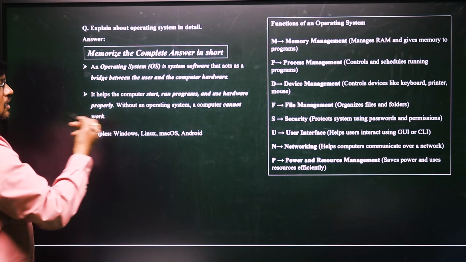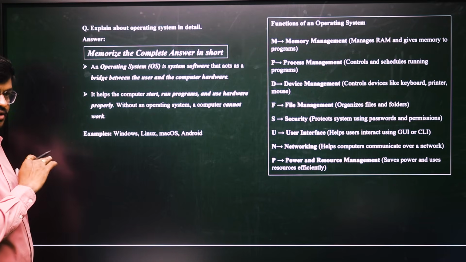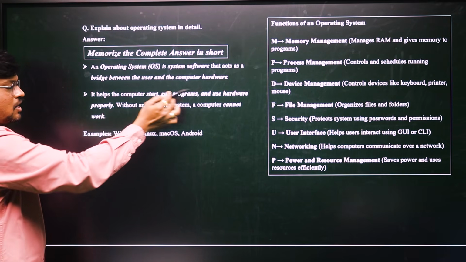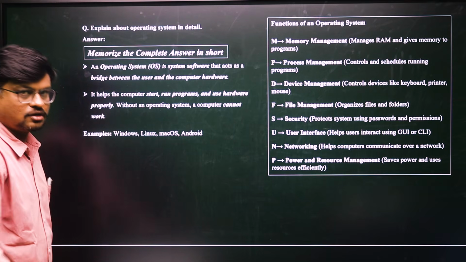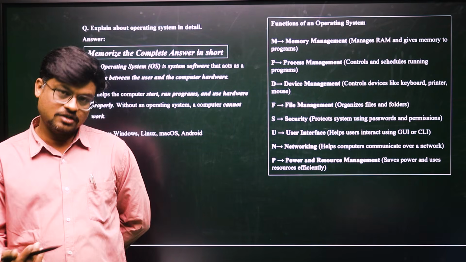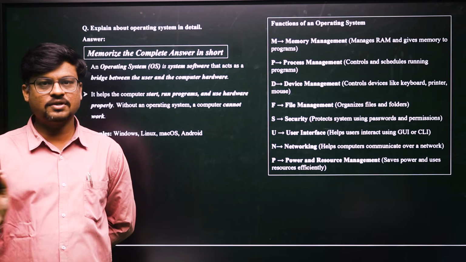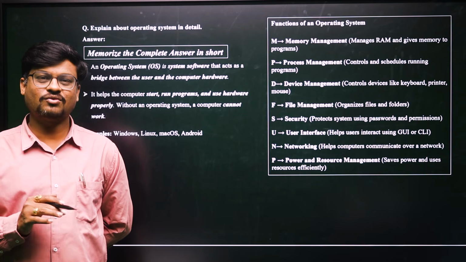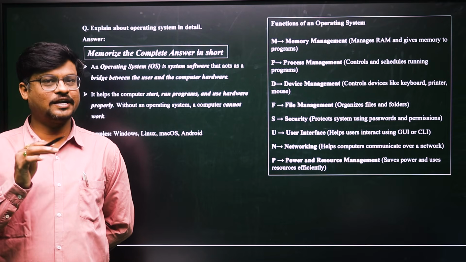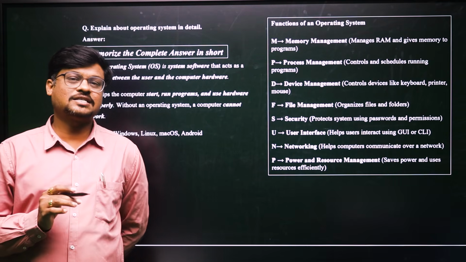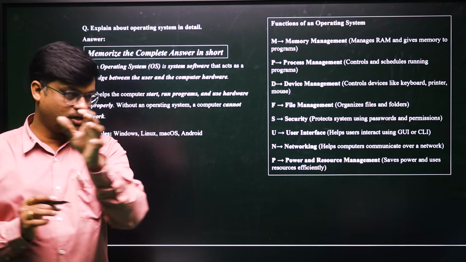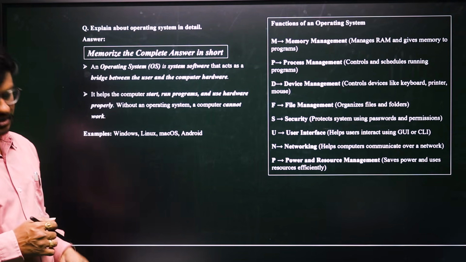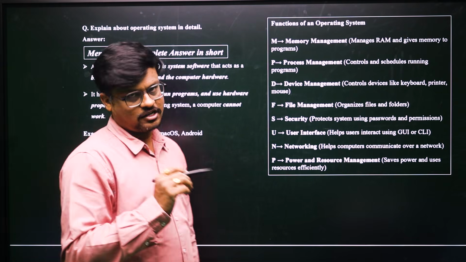Without an operating system, a computer cannot work. The operating system helps you to start, run programs, and use hardware properly. Everything installed in your computer can be used. You can install new things into your computer. Everything is based upon the operating system only. Okay, what is an OS? OS is an operating system, which is a kind of system software which acts as a bridge between the user and the machine.